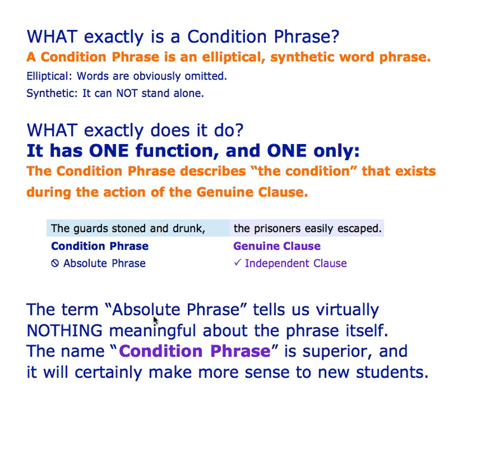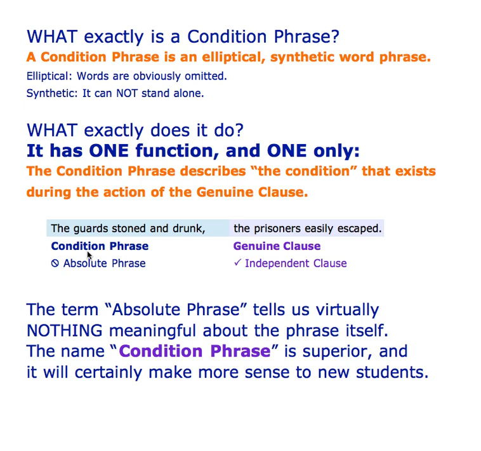The term absolute phrase, that's the old term, tells us virtually nothing meaningful about the phrase itself. The name condition phrase is superior, as you can see, and it will certainly make more sense to new students. And I stand by this. This is yet another one of my ideas, and I thought I better throw it out before I drop over dead. But the absolute phrase is a fake. It's a fraud. There's no reason to use the word absolute. Maybe 100 years ago, yeah, that was a good term. Maybe 200 years ago, but not now, not anymore.